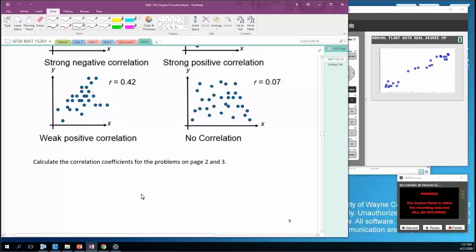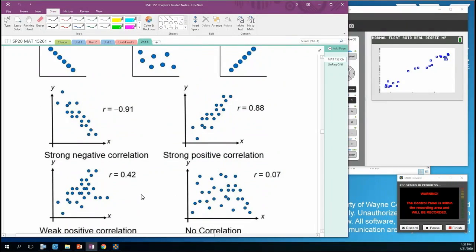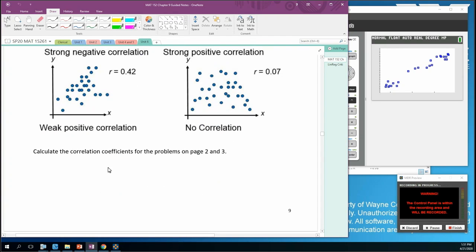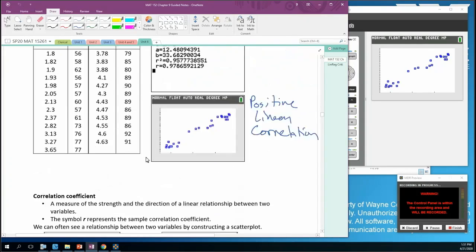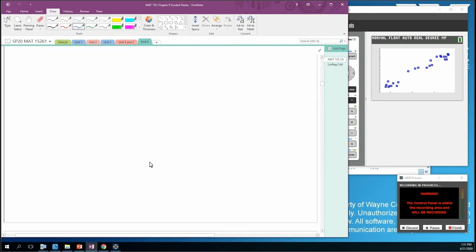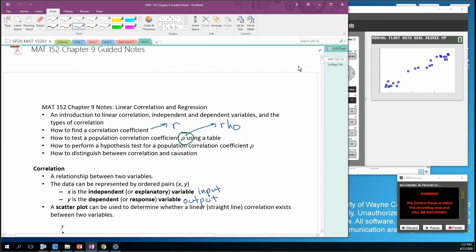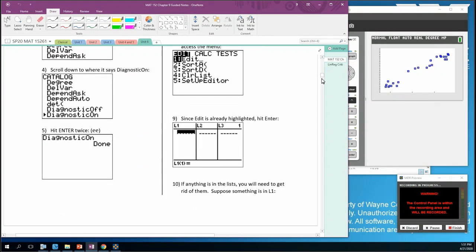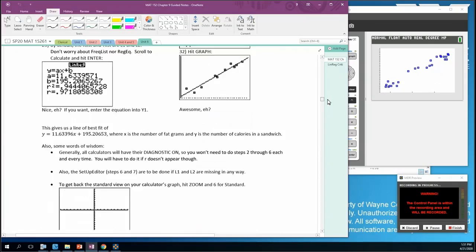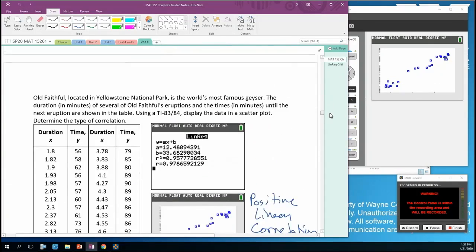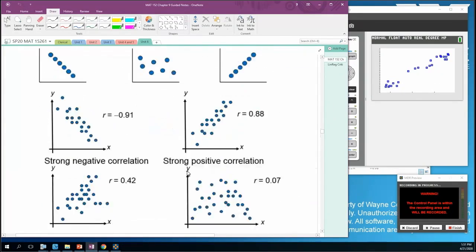Now, the difference between weak and strong correlation is the magnitude, how close it is. Generally, the closer it is to positive or negative 1, the stronger the correlation is. So if we calculate those coefficients for those on pages 2 and 3, actually I think I did move those up a bit. We've already calculated those. Now, you can do them by hand, but why bother?